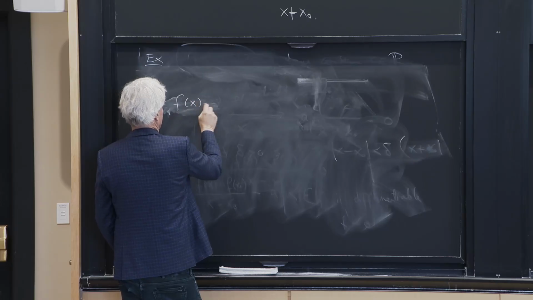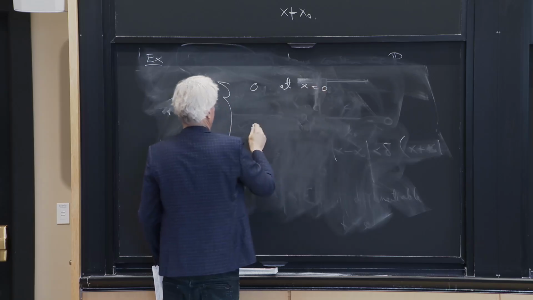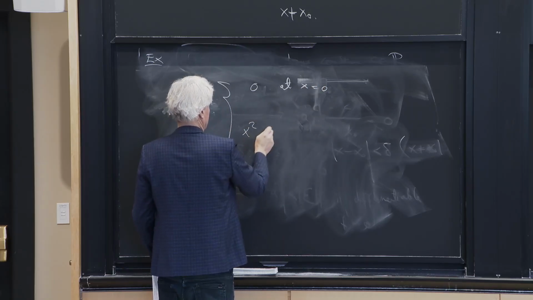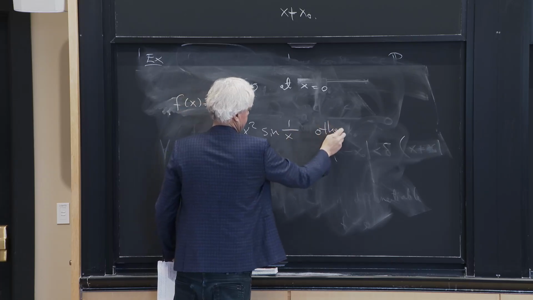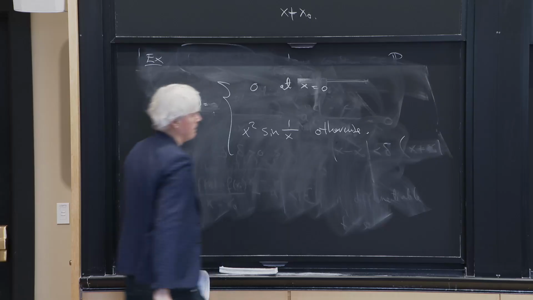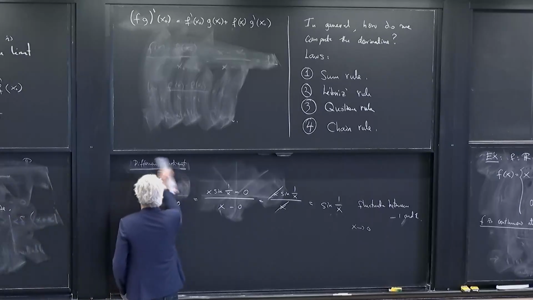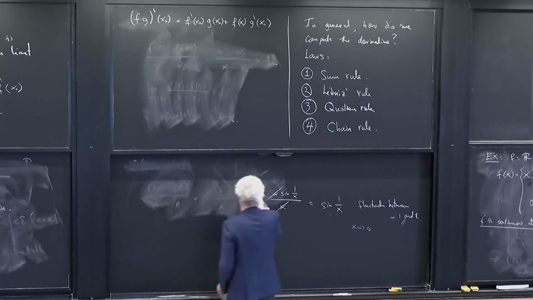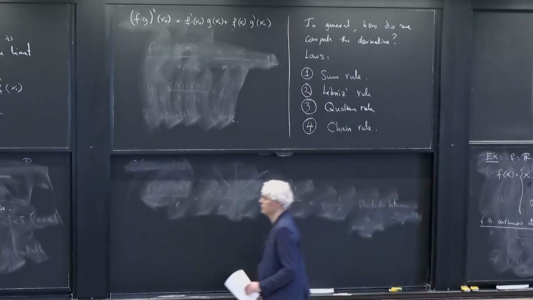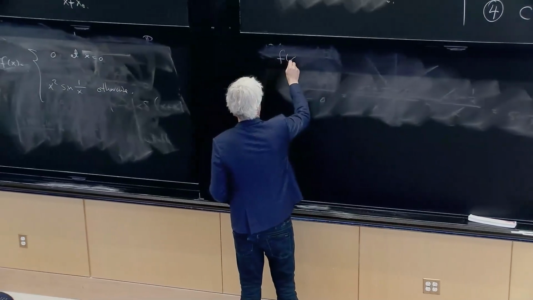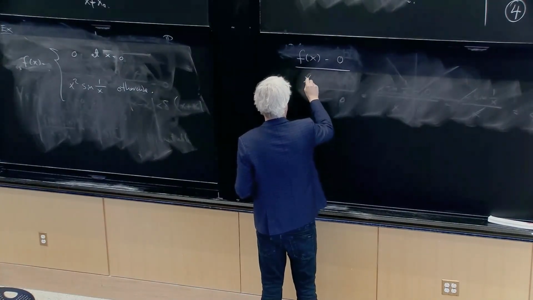So I define a function that is 0 at x equal to 0, and otherwise it is x squared times sine 1 over x. If I'm looking at this function, then I claim that this function is in fact differentiable at 0. So let's look at that. Again, I'm looking at the difference quotient, and the value at 0 is 0.